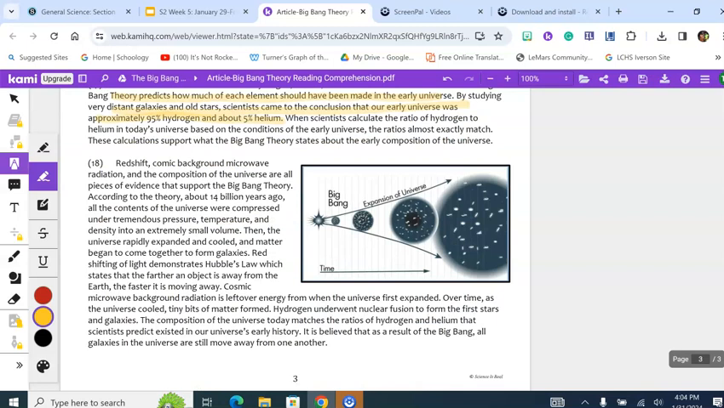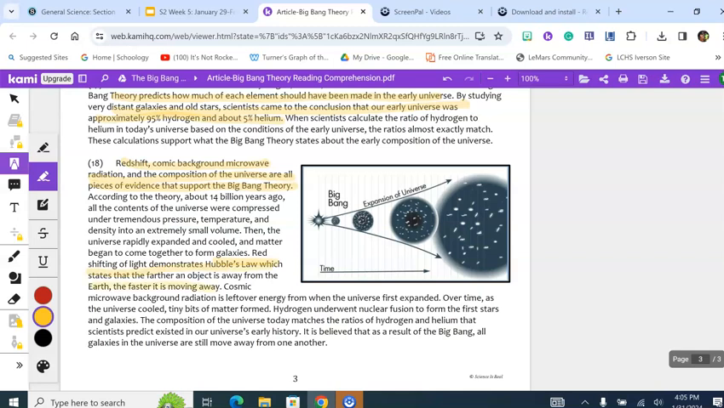Paragraph 18. Redshift, cosmic microwave background radiation, and the composition of the universe are all pieces of evidence that support the Big Bang Theory. According to the theory, about 14 billion years ago, all the contents of the universe were compressed under tremendous pressure, temperature, and density into an extremely small volume. Then the universe rapidly expanded and cooled, and matter began to come together to form galaxies. Redshifting of light demonstrates Hubble's law, which states that the farther away an object is, the faster it is moving.